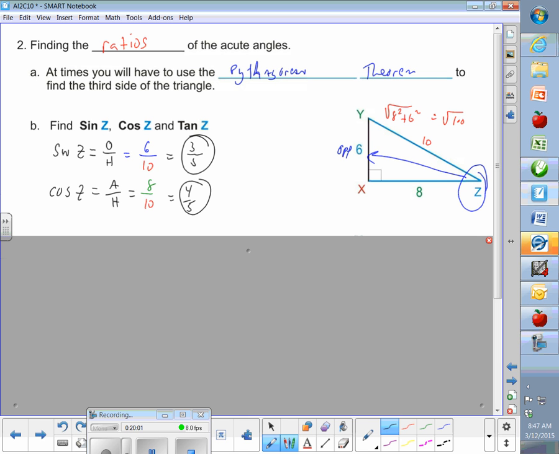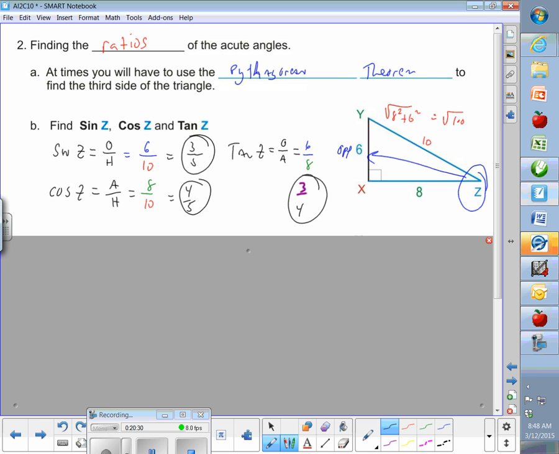And we'll do the last one. I'm going to come up here. You can go below wherever you want to. I don't care. Tangent of z. And we all know SOHCAHTOA, or we actually know the opposite over the adjacent. And again, what's the opposite of angle z? It is the 6. What is the adjacent of angle z? It is the 8. And we'll reduce that thing down to 3/4.